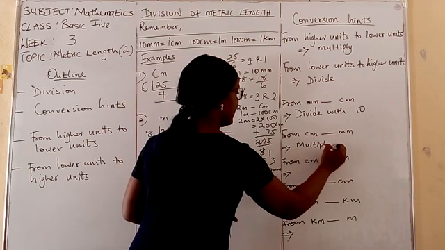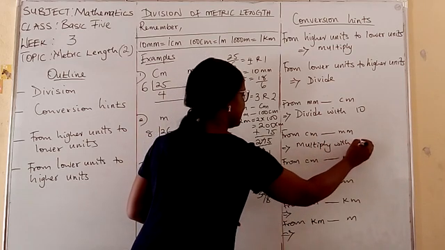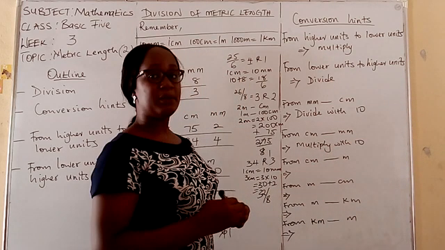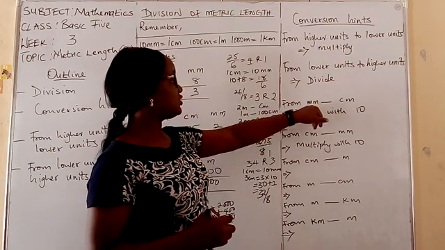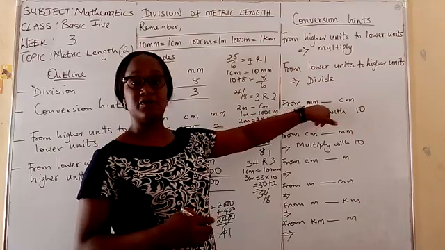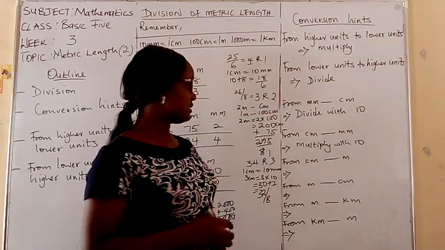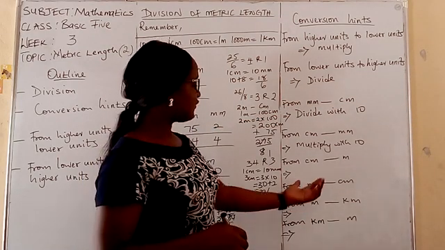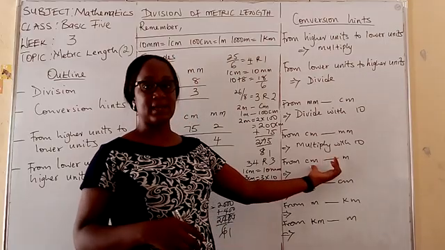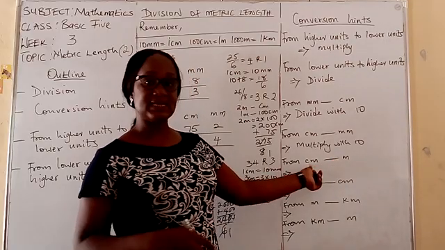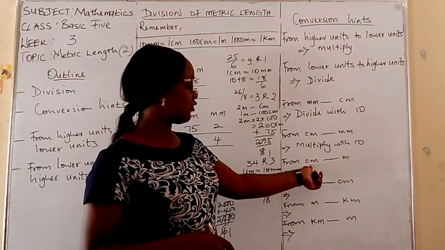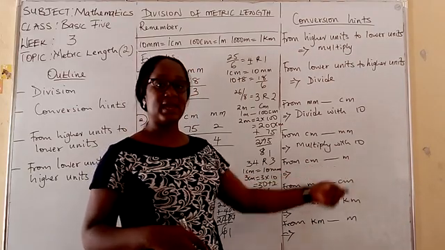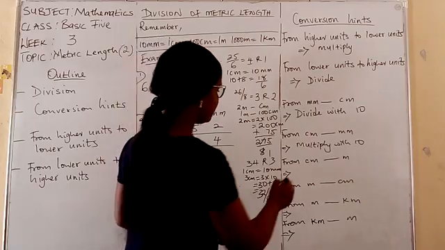You multiply with what? With 10, okay? Hope you know why we are multiplying with 10. I already told you that first you know that 10 millimeter will be giving us 1 centimeter. Okay, so now from centimeter to meter, remember 100 centimeter is what? 1 meter. So you're converting now from a lower to a higher unit. So what do you do? You divide.